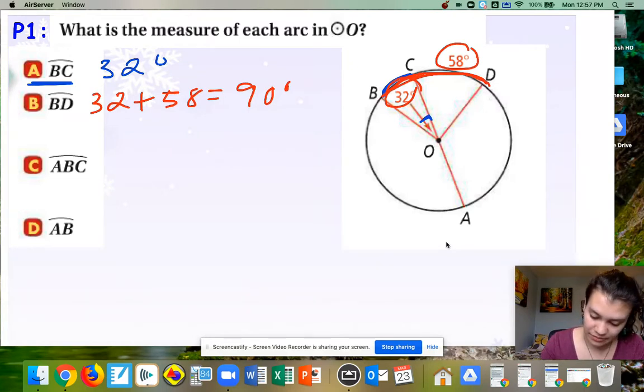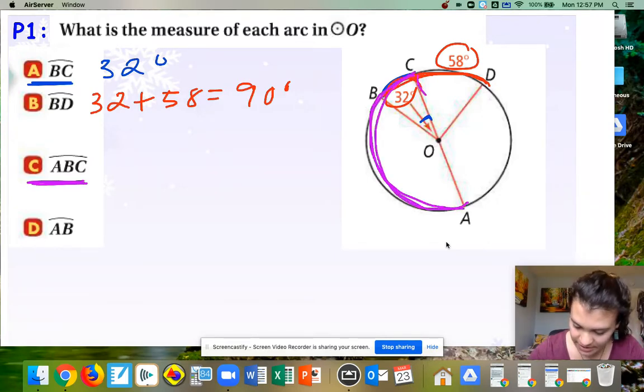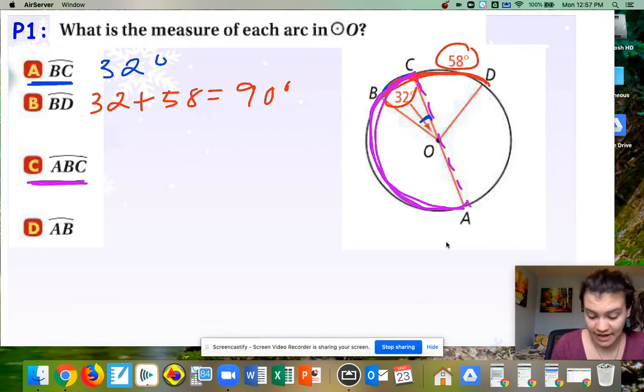Next, we have some major arcs. So we have A, B, C here. You want to start at A, go to B, and then go to C. So we have this purple arc. If you look here, you can see this line coming straight across. That means it's a semicircle, so exactly half the circle at this point. So we have 180 degrees.